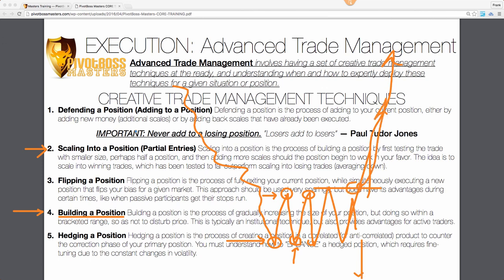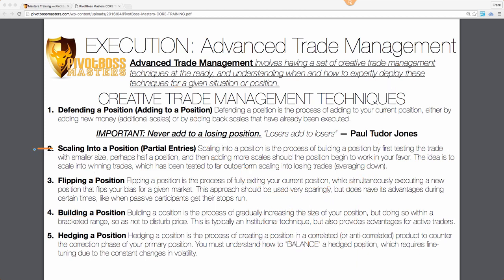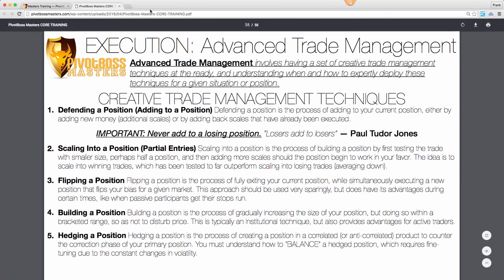That's building a position. Whereas scaling into a position is just one position where you're going to add a couple of points here and now you're good to go. So they're kind of the same. But I think building a position is more long-term, whereas scaling into a position can be more short-term oriented. All right, let's look at some examples now.